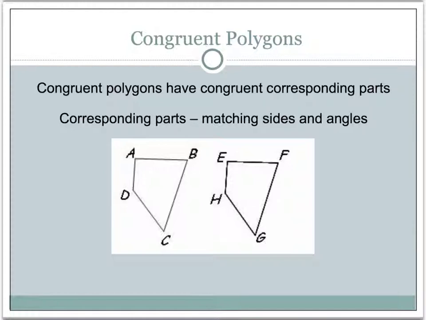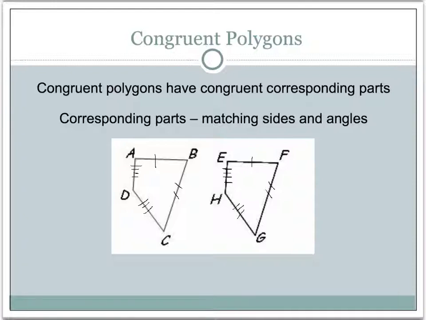That means that we could say that segment AB and segment EF are going to be congruent. They're the same length. We can say that segment BC and segment FG are congruent. We can say segment GH and segment CD are congruent. And we can say that segment AD and segment EH are congruent to each other. So we know that all of the pairs of matching sides are going to be congruent.